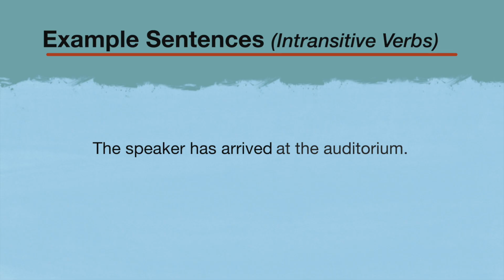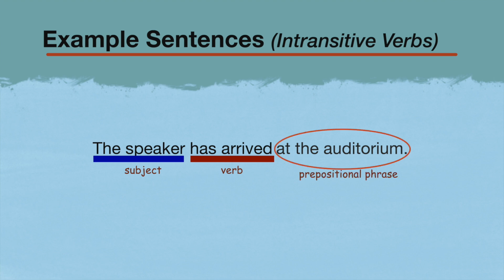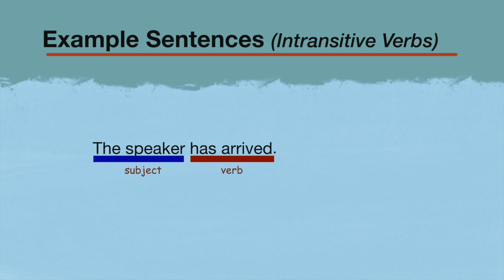Let's look now at two more examples of sentences with intransitive verbs, verbs that do not need an object to be complete. The speaker has arrived at the auditorium. The speaker is the subject, has arrived is the verb, and at the auditorium is a prepositional phrase. We could simply say, "The speaker has arrived," and it would be a complete sentence.